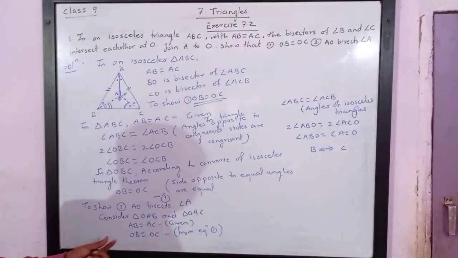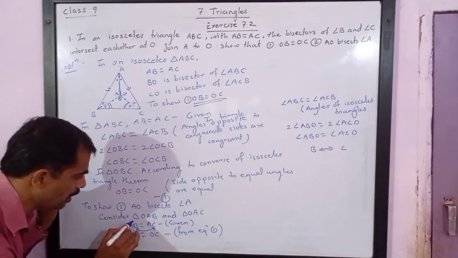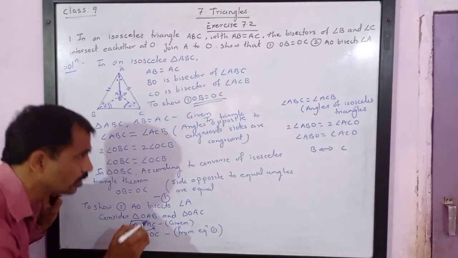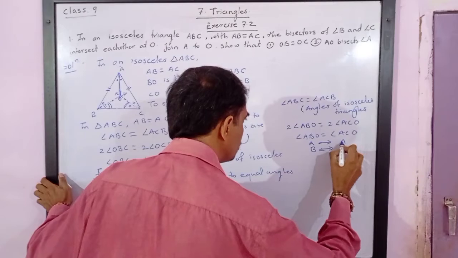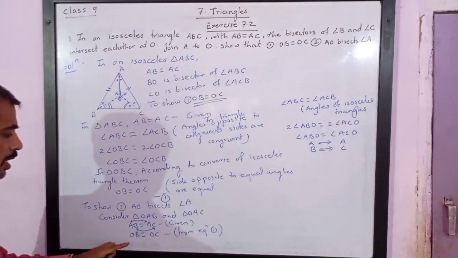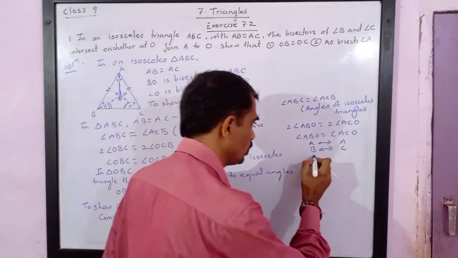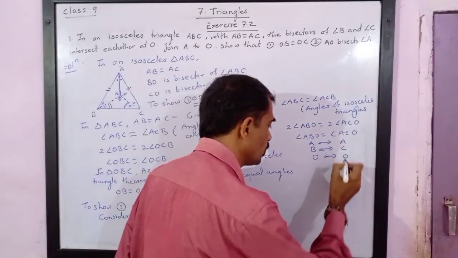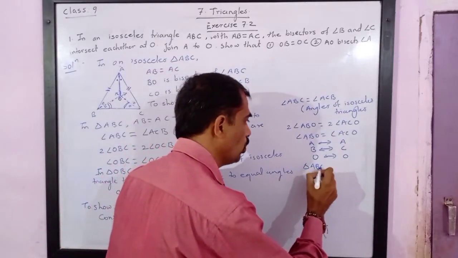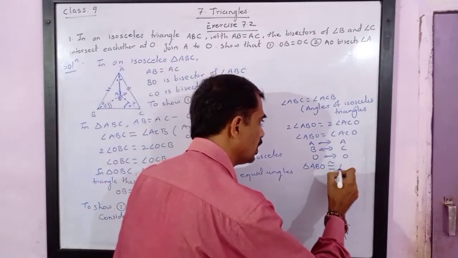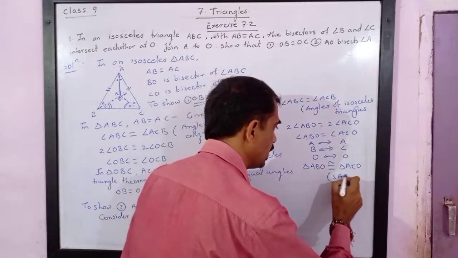Now, if B corresponds to C, then A must correspond to A. Please note, it means A corresponds to A. And if B corresponds to C, means O corresponds to O. So we have triangle ABO congruent to triangle ACO by SAS test.